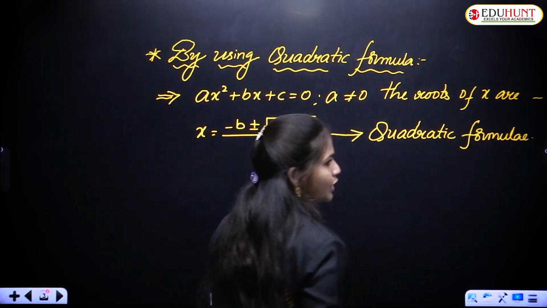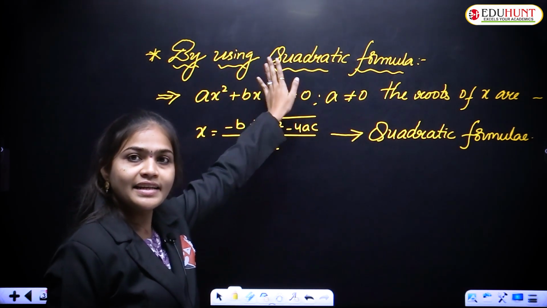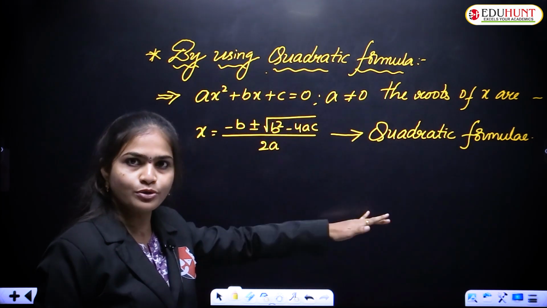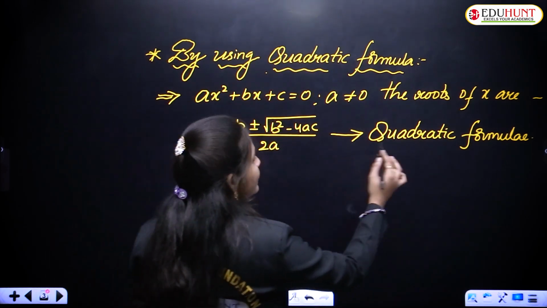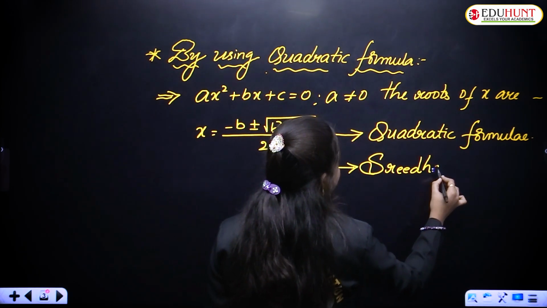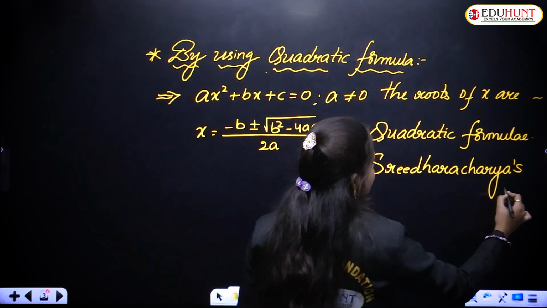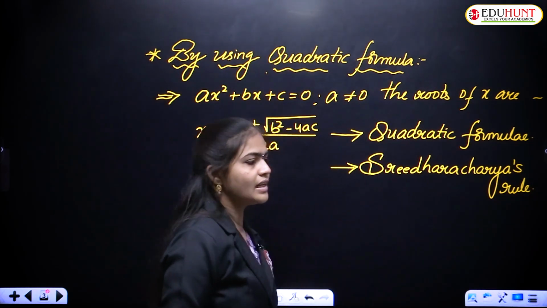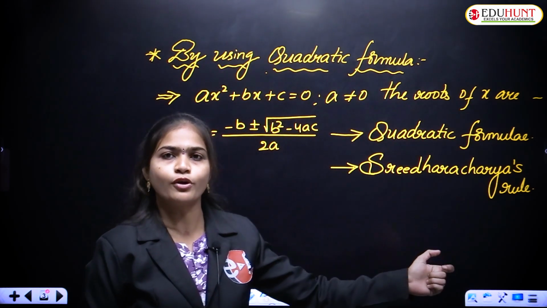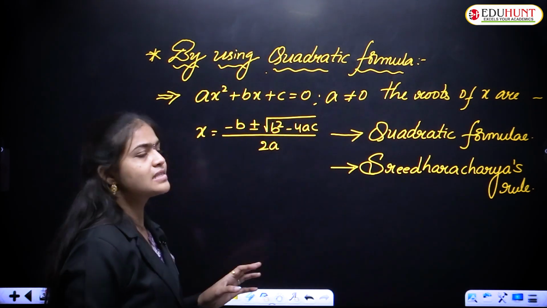By using which method we got the quadratic formula? By using completing a perfect square we got the quadratic formula. So, here the next method is by using the quadratic formula. How to use this formula? This quadratic formula is also known as Sridhar Acharya's rule. In examinations they will ask you to find the roots of the given quadratic equation by using the quadratic formula or by using Sridhar Acharya's rule, both are the same.